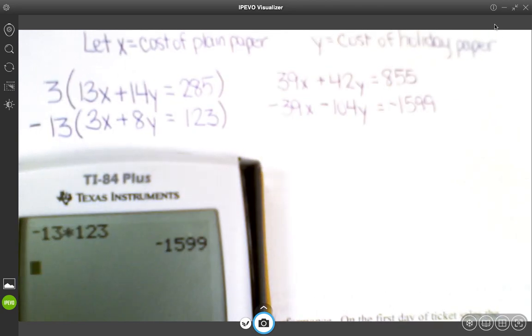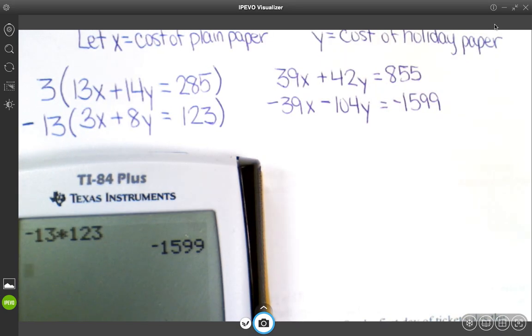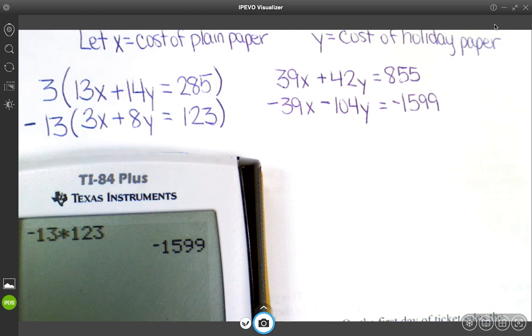All right, you're going to get big numbers, but it's okay. You're still doing the same work. You're just adding bigger numbers, which we have calculators for, so that's okay.